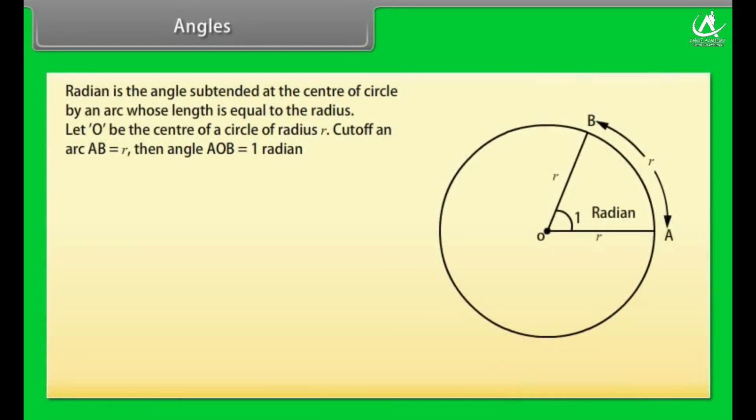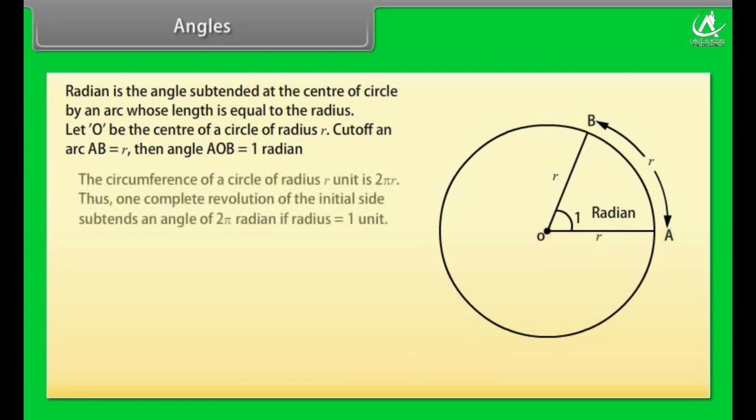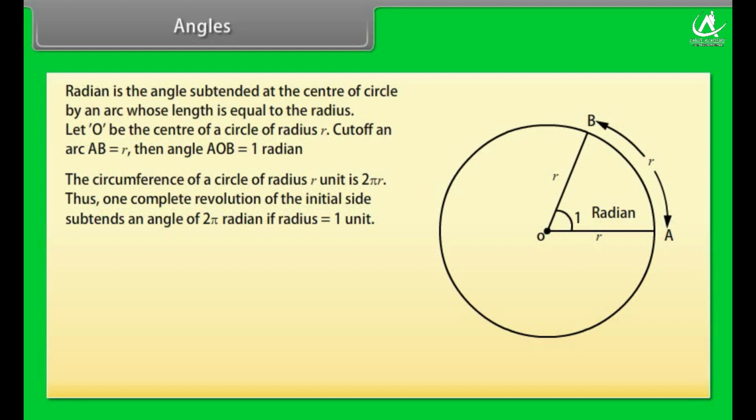Radian is the angle subtended at the center of a circle by an arc whose length is equal to the radius. Let O be the center of a circle of radius r. Cut off an arc AB equal to r. Then angle AOB is equal to 1 radian. The circumference of a circle of radius r unit is 2 pi r.